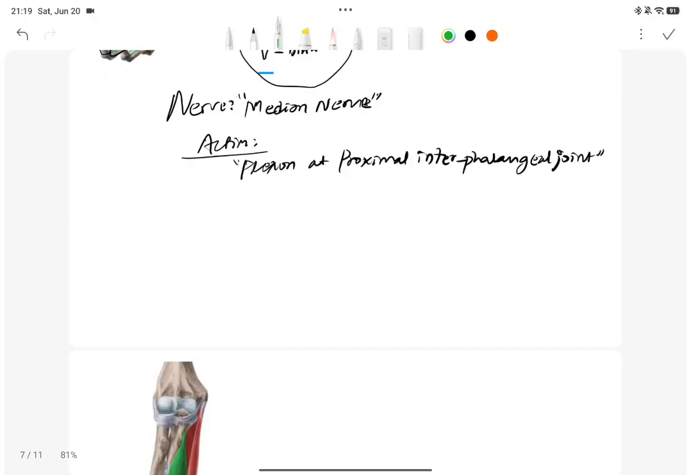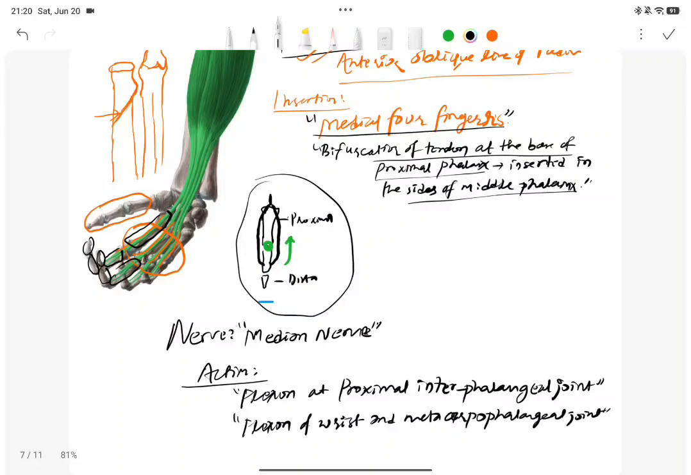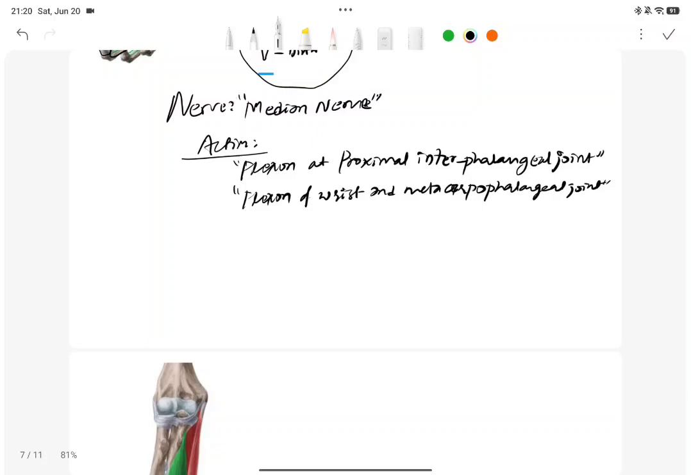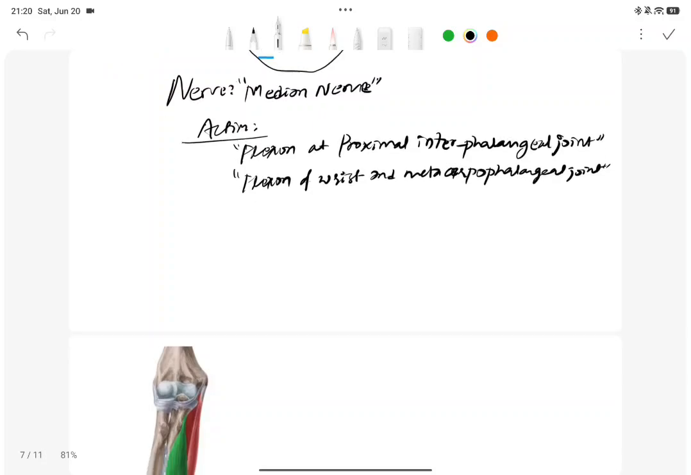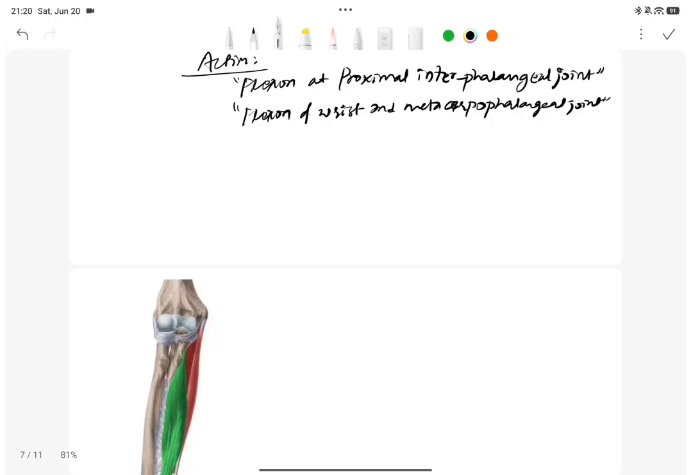Flexion of the wrist joint and the metacarpophalangeal joint. So it causes flexion of both the metacarpophalangeal joint and the wrist joint. The metacarpophalangeal joint is this joint, this one, and this is the wrist joint. It causes flexion of both. So it is the most common flexor, the flexor of the anterior compartment of the forearm. So its action has also been discussed.